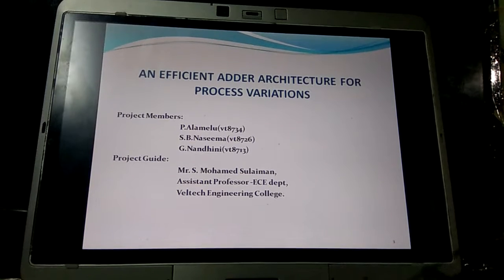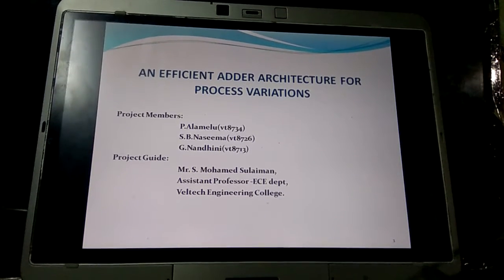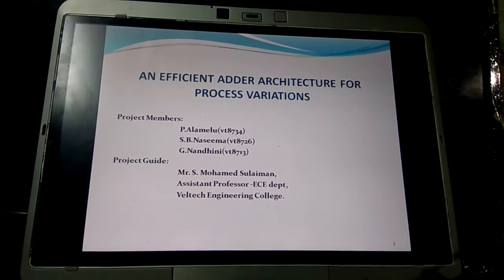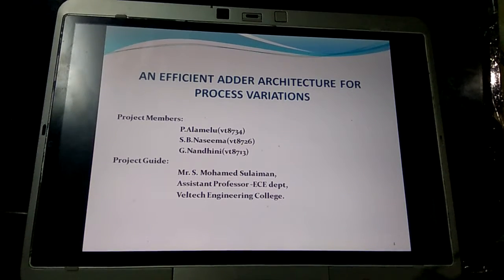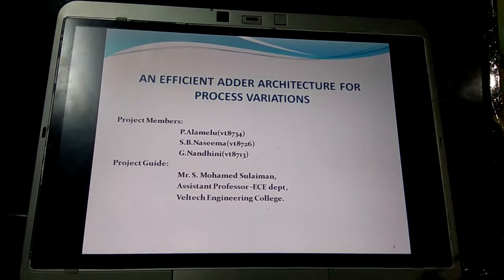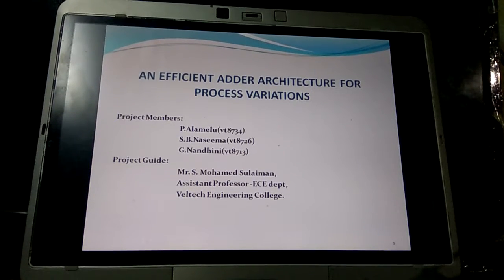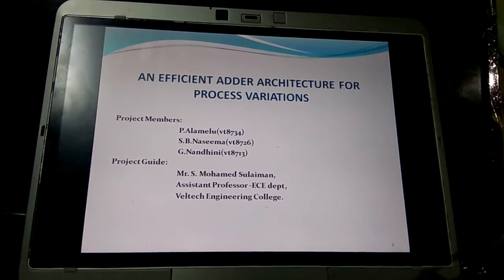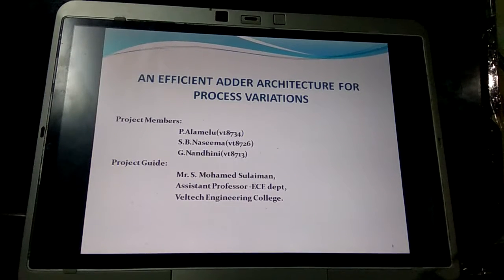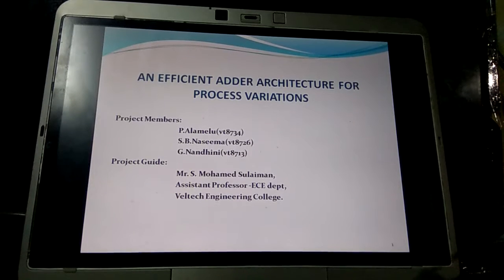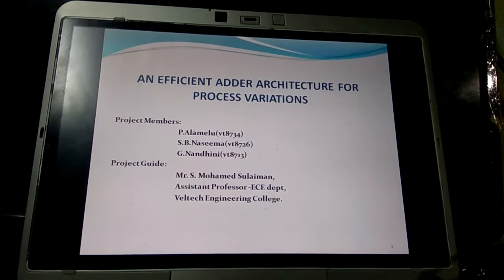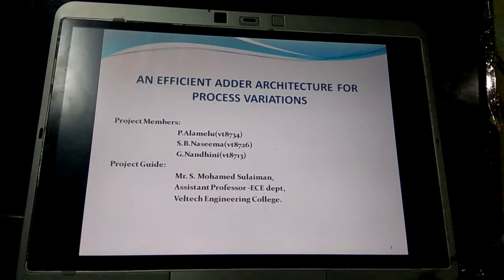These process variations are negligible under higher voltage conditions, which is above the subthreshold voltage. The subthreshold voltage of our designed adder architecture is in between 0 to 1 volt. The subthreshold voltage which we have designed is 0.7 volt. So we are going to operate this entire device under 0.7 volt, and then we are going to avoid the process variation. This is a short description of our project. Now we can enter into the abstract.